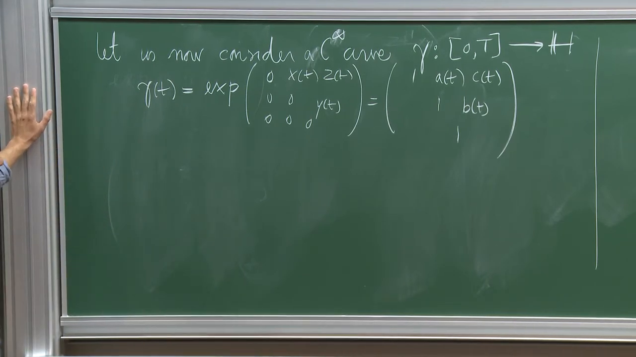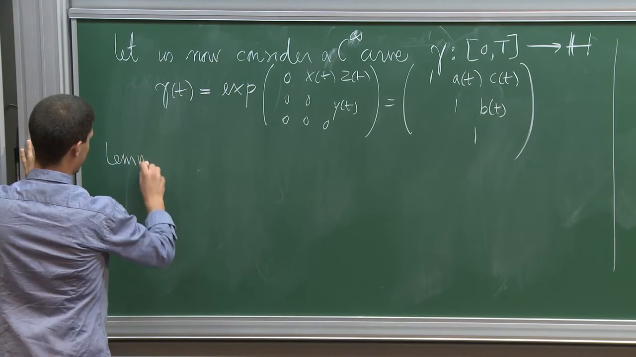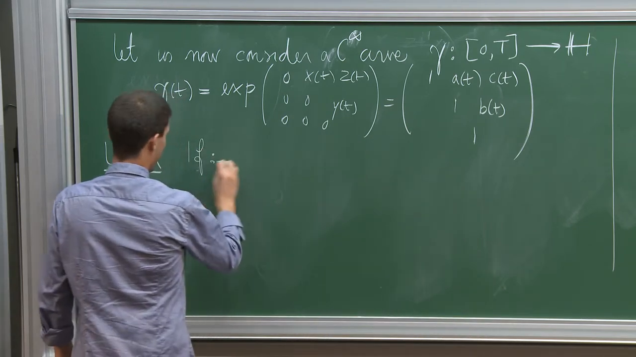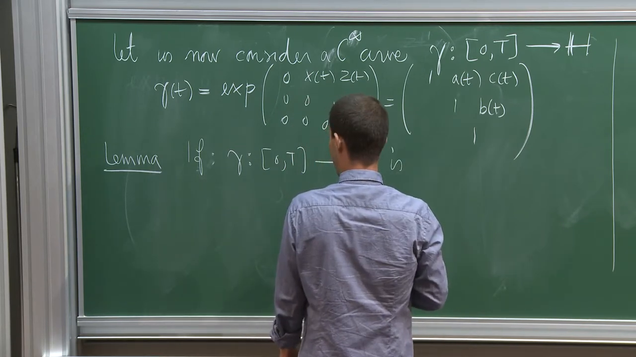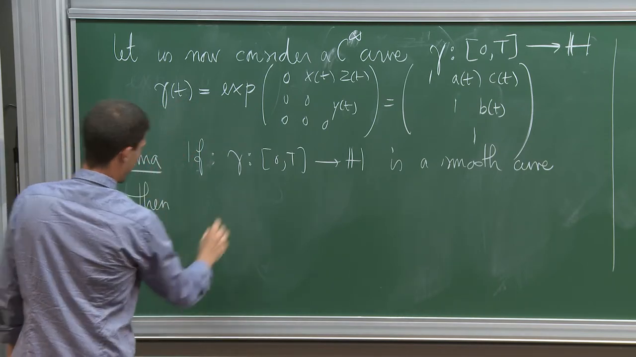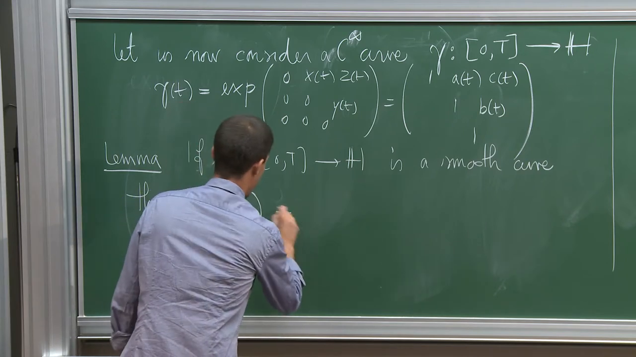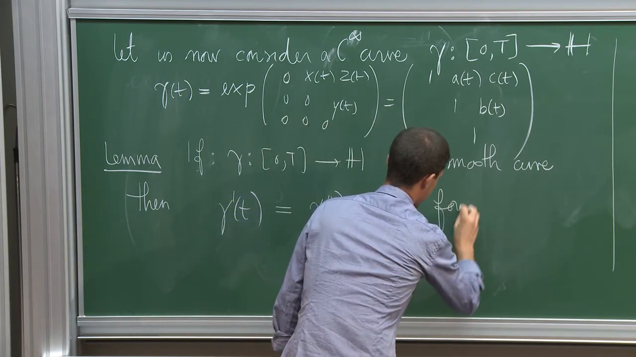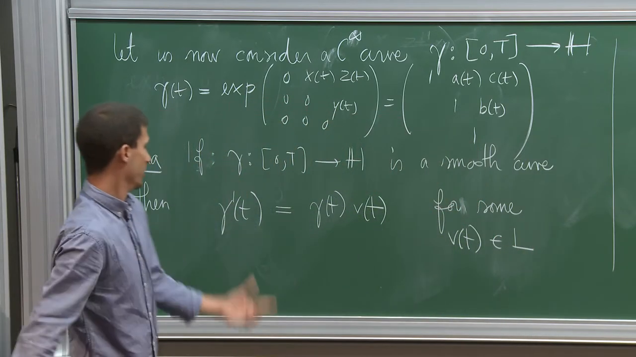And the first thing we can notice is the following. We can write it as a lemma. It is this: if gamma from [0,T] to H is a smooth curve, then gamma prime of t, which is a matrix, so I am differentiating all the coefficients here, writes as gamma of t, V of t, for some V of t in L.